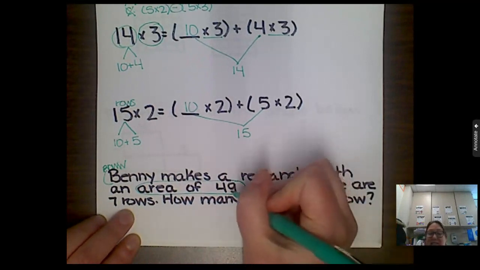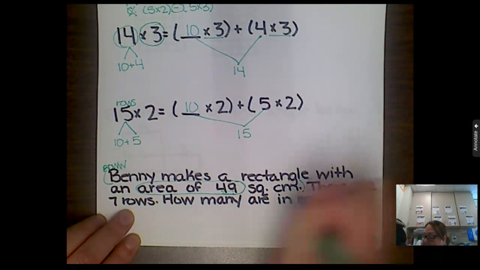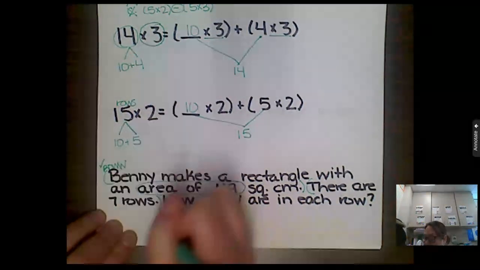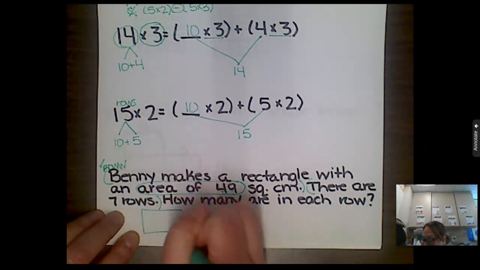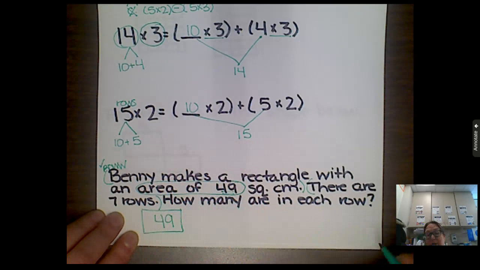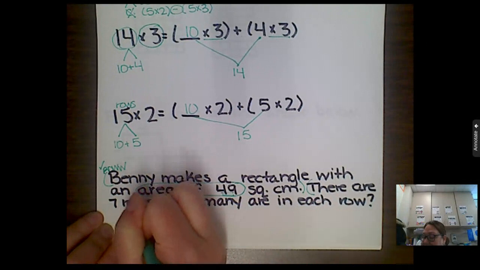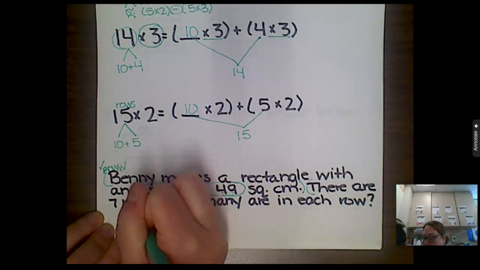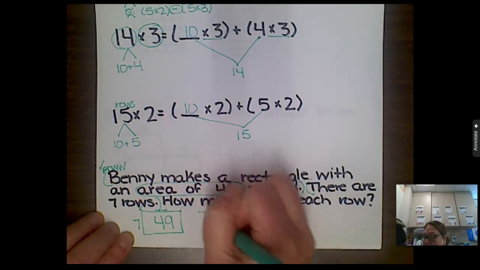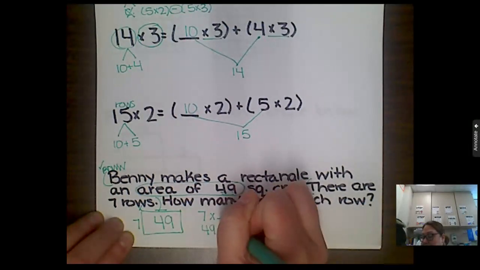So that means that is the total. If it tells us the area, that is the total. There are 7 rows. How many are in each row? So that's my read. If I do a draw, it already tells me that my area is 49, so I can fill in that 49 in the middle because I already know that total area. And there's 7 rows, so I can fill that in. So I would know that it's 7 times something equals 49. So I could do a couple ways. I could do 7 times blank equals 49, or since I know the total, 49 divided by 7 equals blank.